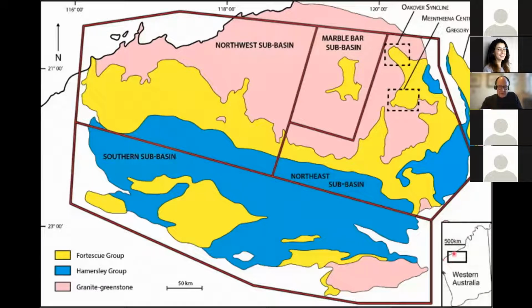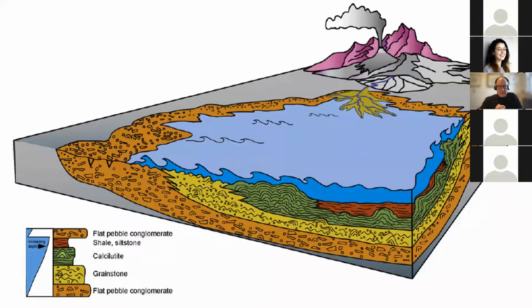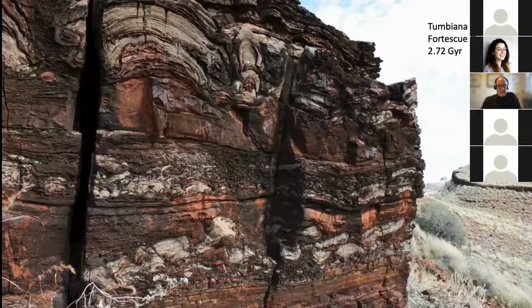Again, Western Australia here, 500 kilometers, Tumbiana here with different basins. The Hammersley group in blue, the Fortescue group in yellow, and some granite greenstone belts in pink. So here the blue and the yellow indicate the parameters of what Tumbiana presumably was, a shallow lacustrine or lagoon-type environment with lots of volcanic activity, not very deep, with some microbialites that formed in that system. And this is another example of the Tumbiana Formation.